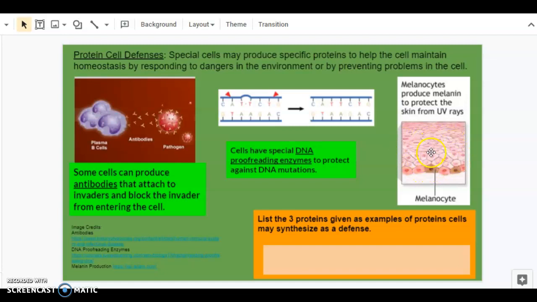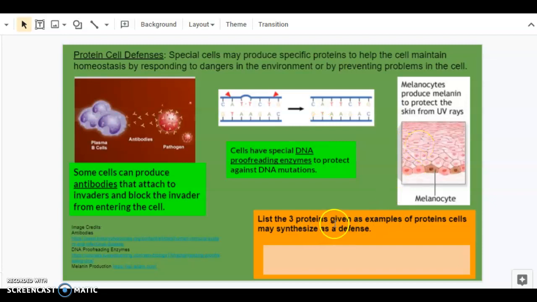Here we have another example related to UV radiation, and that is special cells in the skin of certain organisms are able to produce a protein called melanin. Melanin is a protein pigment. It gives the skin color, but its true purpose is to protect the skin from UV rays so that mutations like this don't happen in the first place.